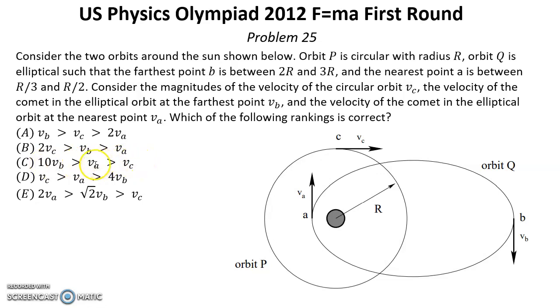And now let's check VA greater than VC. If at this point we had a circular orbit at a small distance, this speed VA would be greater than VC, but this orbit is not circular, it's elliptical. It means that this speed must be even greater than for a circular orbit. So in any case VA must be greater than VC. So C is the correct answer. It means that we don't even need to check answers A, B, D, and E.